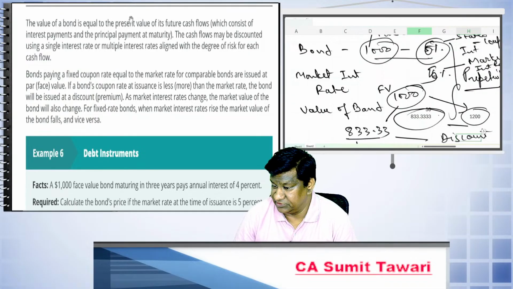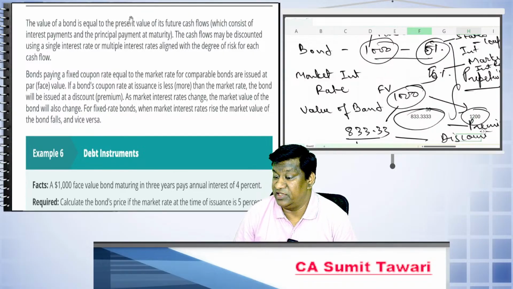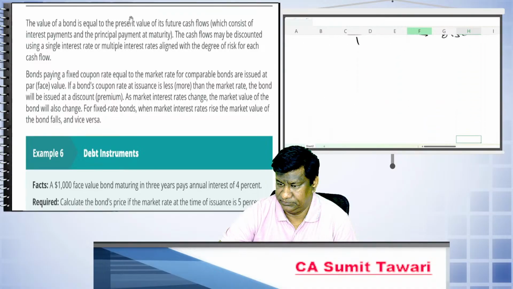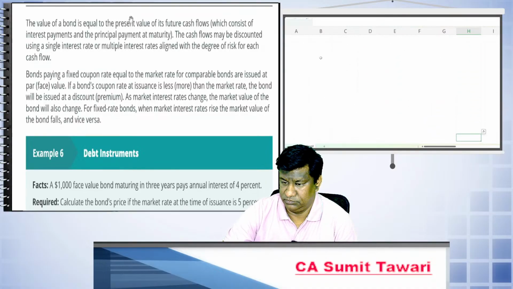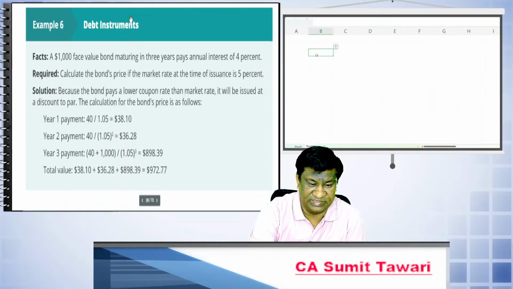Premium. Yes, so it is at premium. Whenever I am selling at a price higher than face value, it is at a premium. Whenever I am selling at a price lower than face value, it is at a discount. Now we need to see this example.